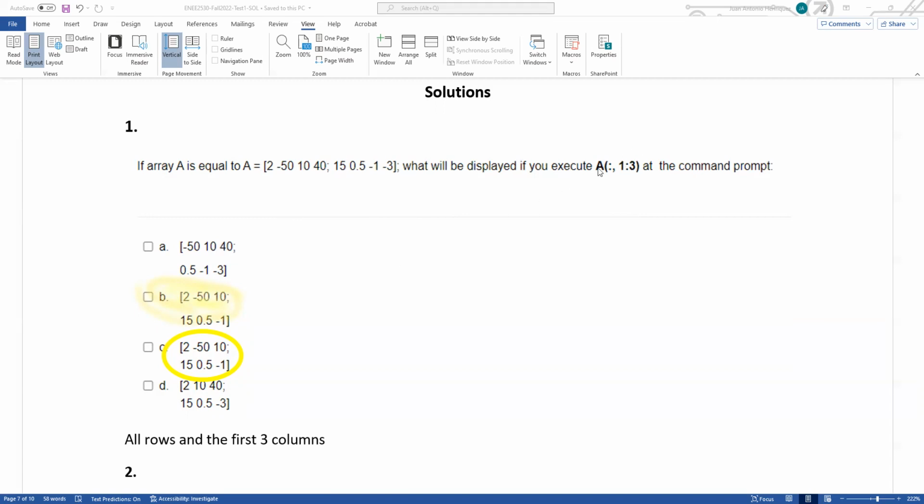So on this one, you have all the rows in columns 1 through 3, right? So in essence, you're going to exclude the last column of this matrix by performing this command. It's basically just ignoring the last column because you're looking at all the rows and the columns 1 through 3. So what you will see is this. And by the way, as you notice, the B and C answers are the same. So whether you chose B or C, you will get credit for that problem.